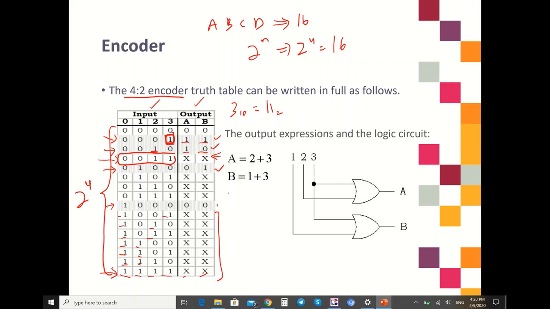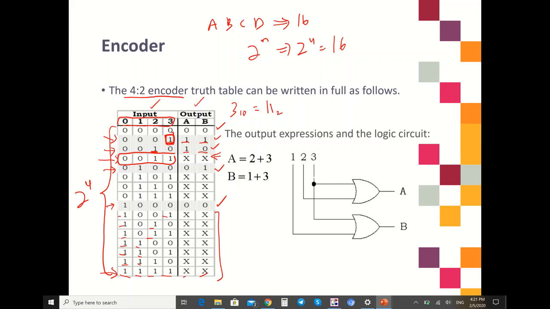And from this, you can simplify. This simplification you can do by KMap. So the difference is that now your KMap has these inputs. In the previous KMap that you learned in chapter 4, your variables were A, B, C, and D, right? But in this case, your variables are 0, 1, 2, 3. It's actually the same method. We just replace the variables, instead of A, B, C, we replace them by 0, 1, 2, 3. The process is actually the same.